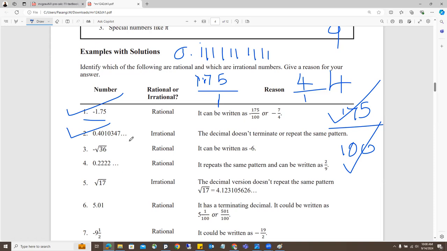So is it an irrational number? It's an irrational number. Why? The decimal doesn't terminate or repeat the same pattern. See, if it has a terminating decimal, or if it repeats the same pattern, then that number belongs to rational. If it is not like that, if the decimal is not a terminating decimal or a repeating decimal, then it belongs to irrational. Is it clear?